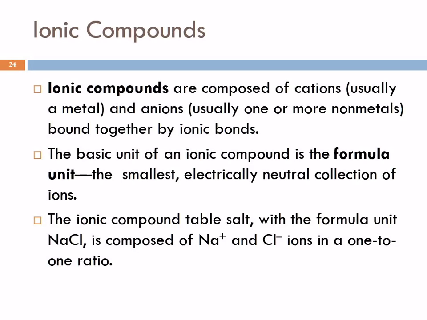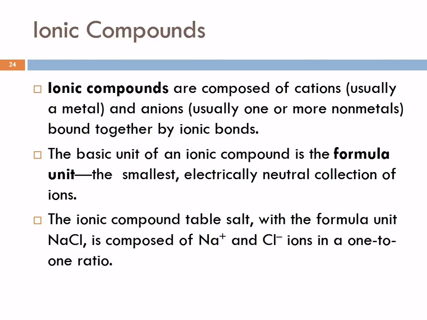Ionic compounds, you're going to have ions. You're going to have cations, positively charged, and anions, negatively charged. And that's what forms the ionic bond that holds them together. The basic unit of an ionic compound is not a molecule. It's a formula unit. It's the smallest electrically neutral collection of ions. So if we think about table salt, sodium chloride. So this is the formula unit. It's the combination that gives us a neutral charge with the lowest ratio.